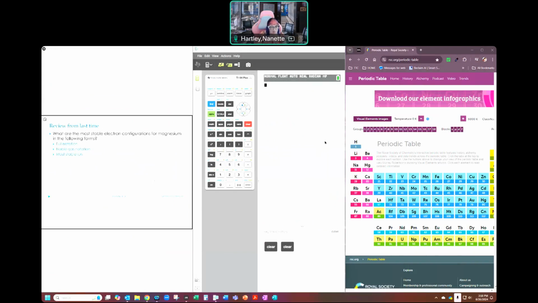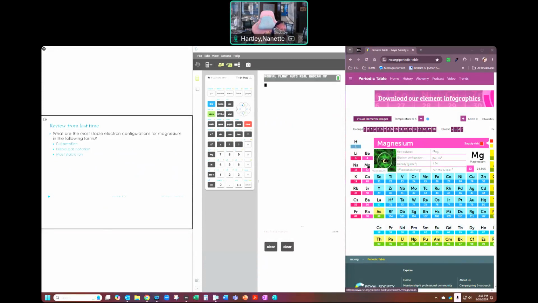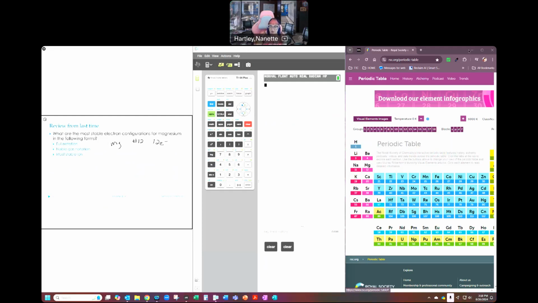Okay, so we want to talk about magnesium. Magnesium is this guy right here. He's number 12. Okay, so magnesium is Mg. Again, he's number 12. So we know we're going to be talking about him in his neutral state. So we're talking about 12 electrons that we need to deal with. Him being in that location right there.